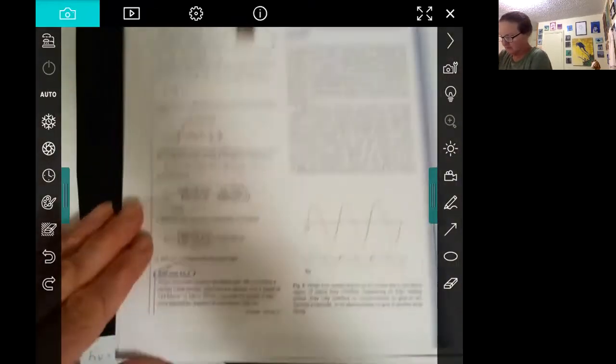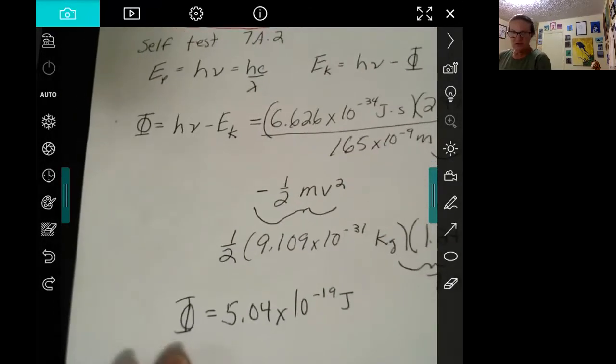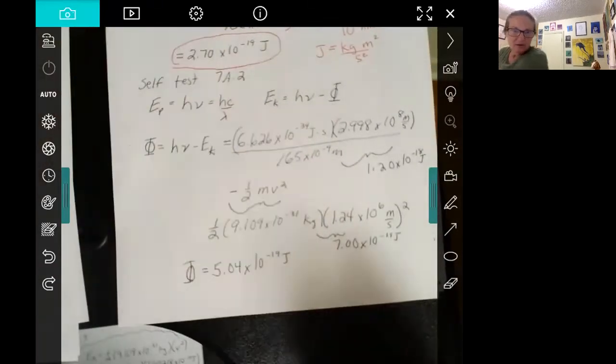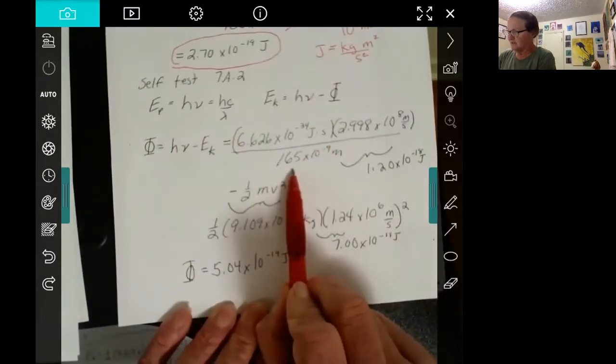So we are going to look at self-test 7A.2. We have ultraviolet radiation with a wavelength of 165 nanometers that strikes a metal surface. Electrons are ejected with a certain speed. Now they want us to calculate the speed if we used a photon with different energy. Sure, you could do this problem in different ways. What I did was use the first energy of the photon.